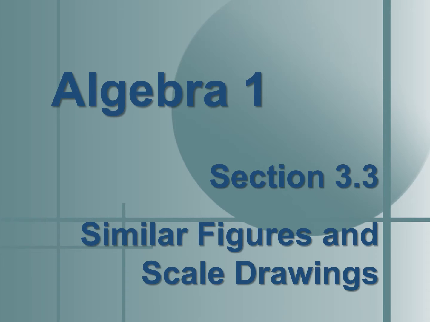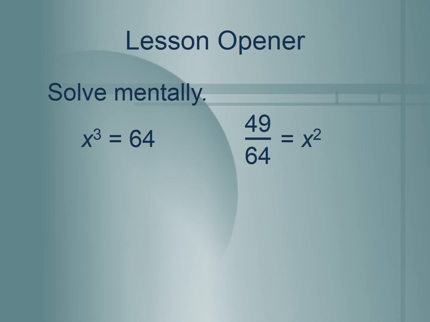Today we're going to discuss section 3.3 of our Algebra 1 BJU Press textbook. We're going to be looking at similar figures and then also be looking at some scale drawings. Let's go ahead and start with a refresher on how to solve for squares and cubes.